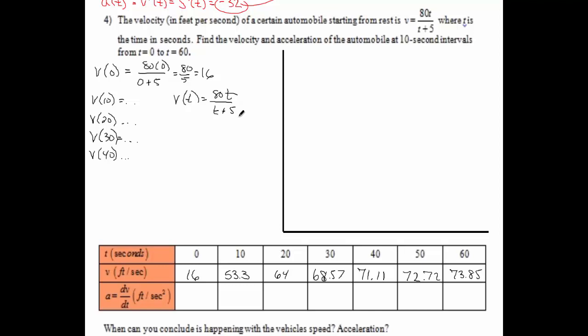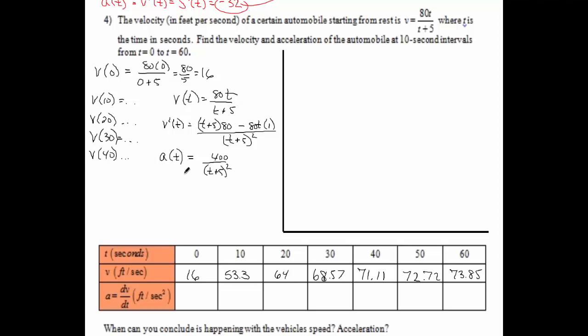In order to do that, we have to do our quotient rule. So v prime of t will be the denominator times derivative of the numerator minus the numerator times derivative of the denominator all over the denominator squared. With a little bit of algebraic work, we should see that the 80t's cancel out, and we're left with 400 divided by the quantity of t plus 5 squared, which is our acceleration function.